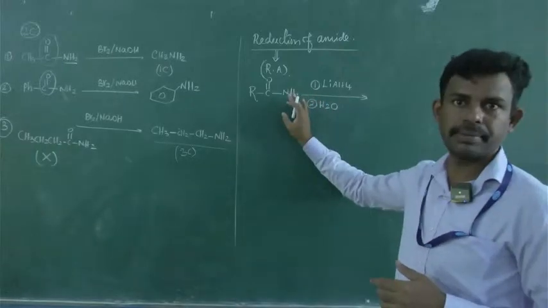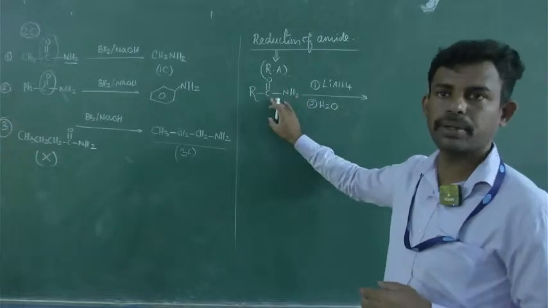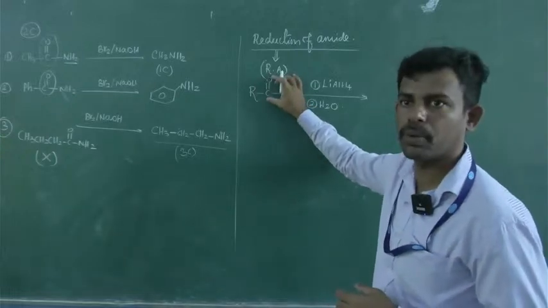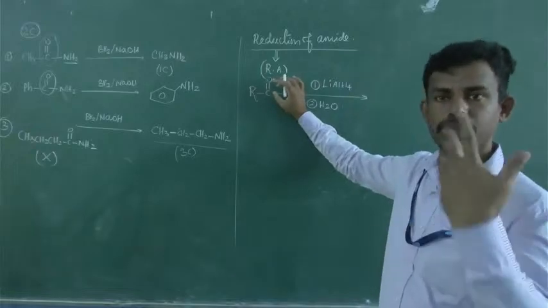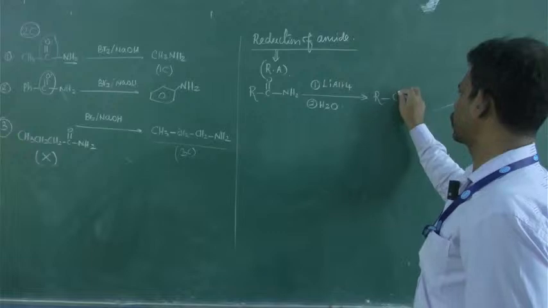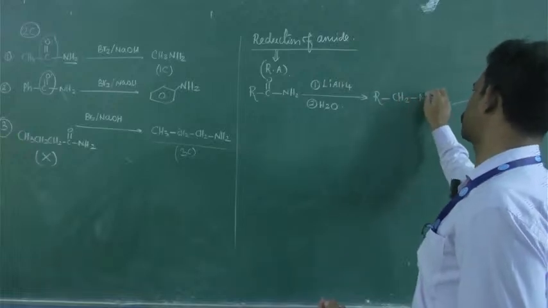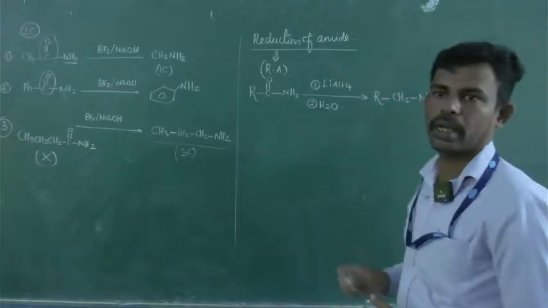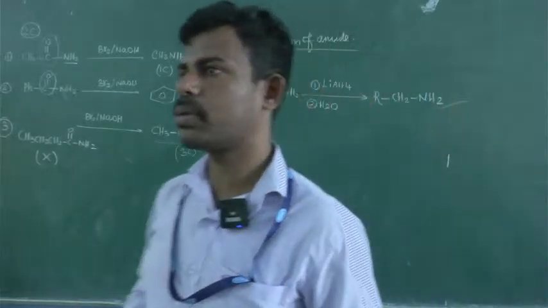Whereas in this case, listen. So how do we write the product here? You just look at this CO. You just convert the CO into CH2. Is it clear? Of course it has a mechanism, but I am not going to discuss it. So this is going to be CH2NH2. Another CH2NH2. Is it clear?